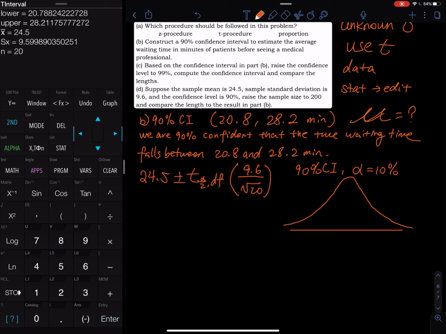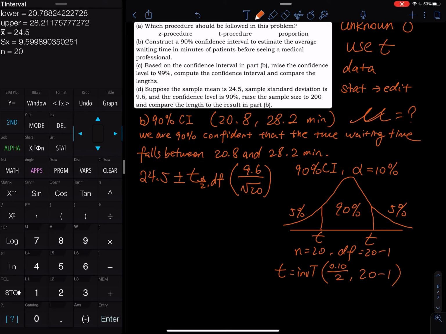And then, most of the time, it is required that you draw this on your own paper. You have to check what your instructor wants, okay? So 90%, 10%, so this is a 5%, this is a 5%, the total is 100%, then you have to find this t. Our sample size is n equals 20, so the degrees of freedom is 20 minus 1, then the t equals inverse t, and then you have to do half alpha, so 10% divided by 2, the degrees of freedom is 20 minus 1.